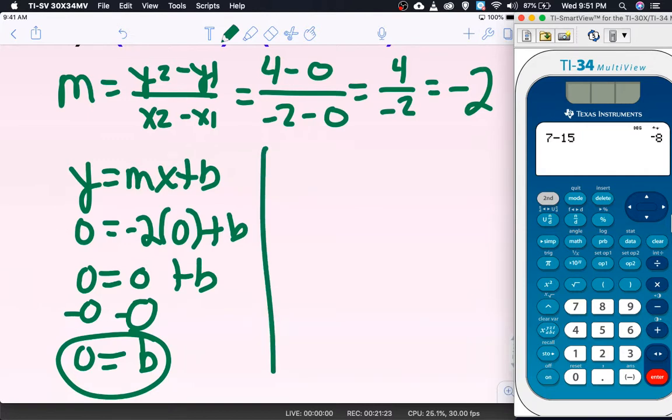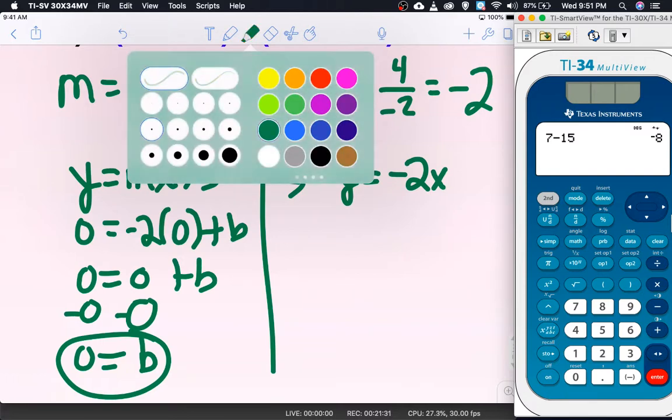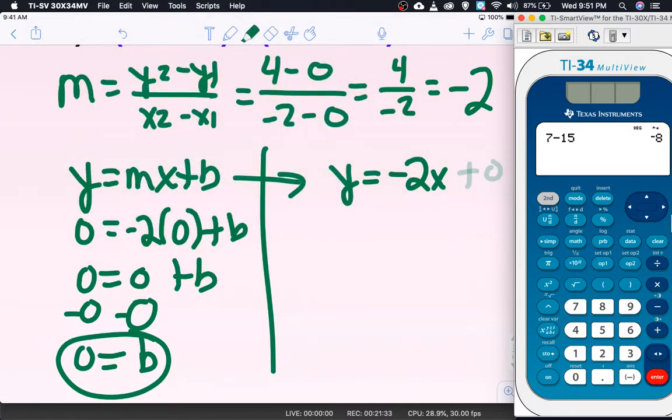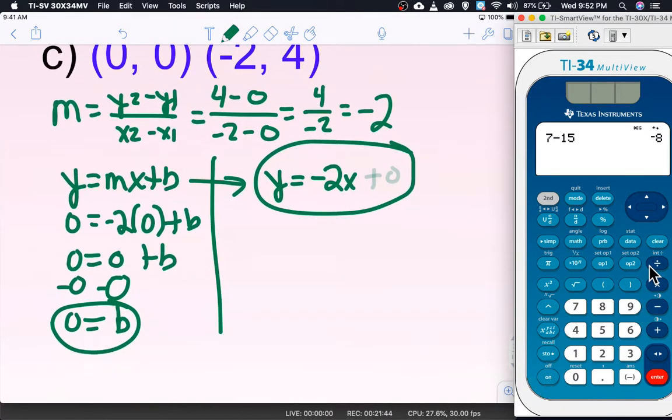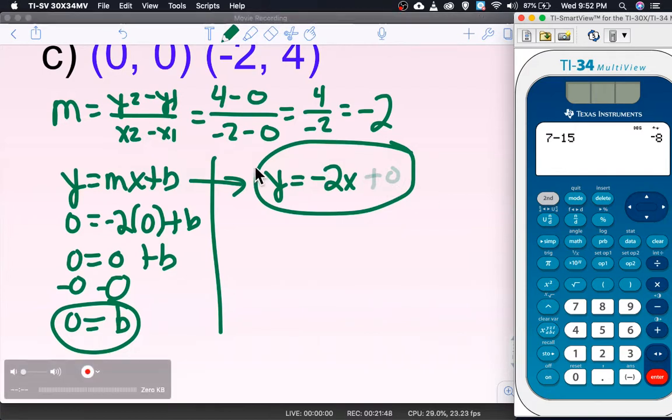Which means the equation of my line is going to be y equals negative 2x, technically plus 0, although we would not write that plus 0. But I'm letting you know that is the y-intercept. That's what happened to it. I didn't just make it vanish. It's there, but we wouldn't really write it in our final answer because it is just 0. So y equals negative 2x would be our final answer.